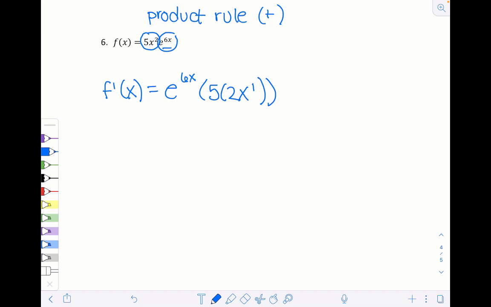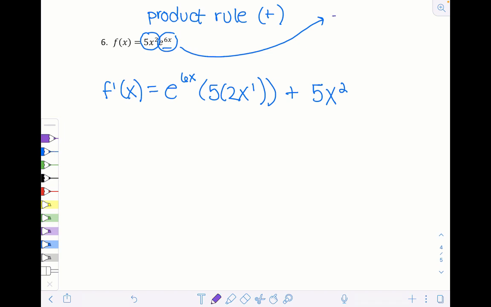The product rule indicates plus, so I'm going to put the plus here, and then I'm going to just switch them around. So now I'm going to start by just rewriting that first function without taking any derivatives, so that would be 5x squared. And then I want to take the derivative of the second function, which is e to the 6x. So just some notes about, let me use a different color here.